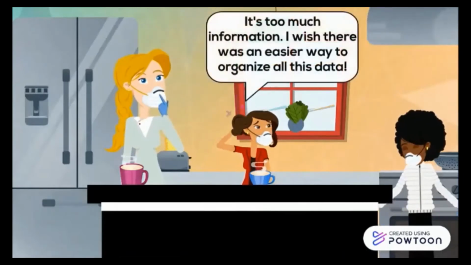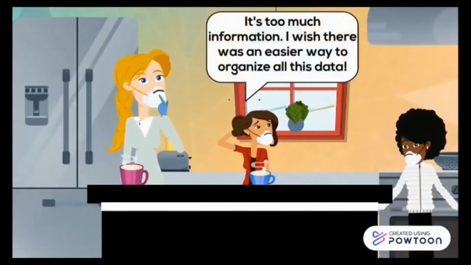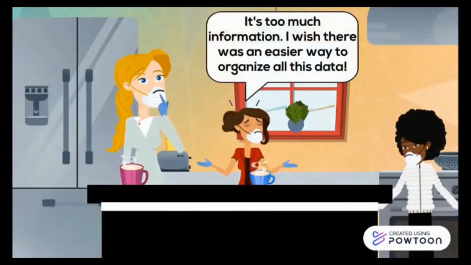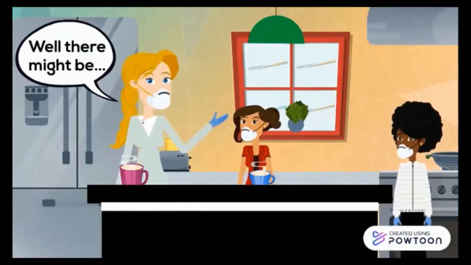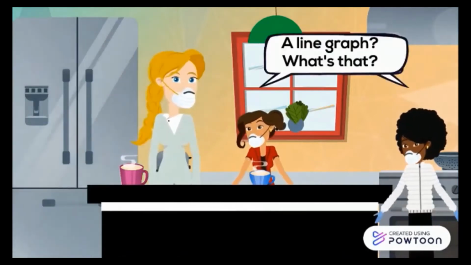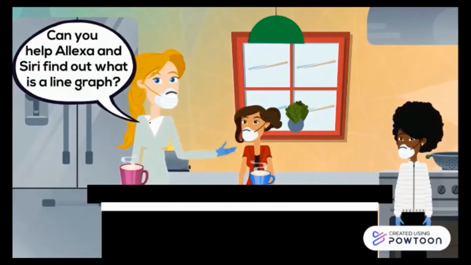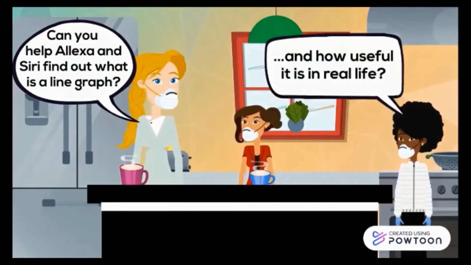It's too much information. I wish there was an easier way to organize all this data. Well, there might be. Maybe you can use a line graph. A line graph? What's that? Can you help Alexa and Siri find out what is a line graph? And how useful it is in real life?